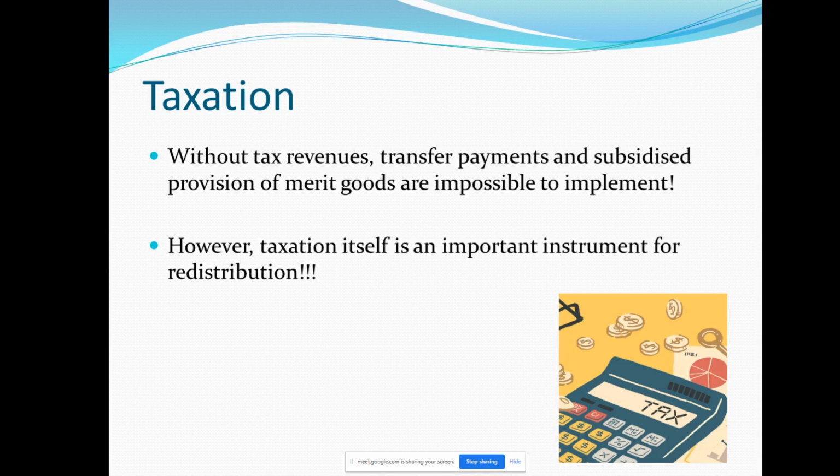All right, when we talk about redistribution of income, taxation itself is also a very important tool for redistribution. From last lesson, we talked about progressive tax, and we all know that's one tool to make this happen as well. So, taxation, there you go.